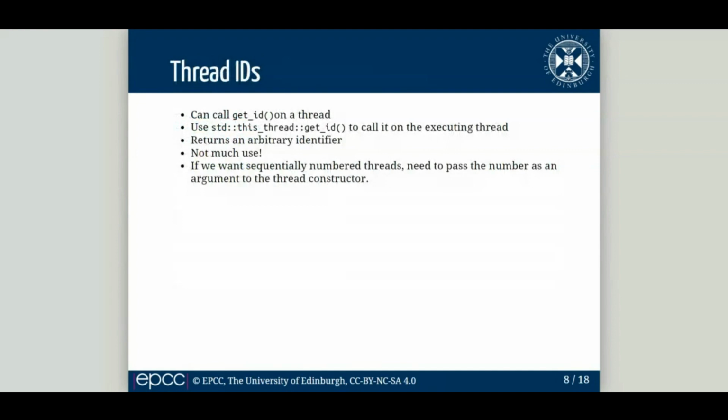This is regarding the thread IDs. When you execute a thread, you can call get_id to get the thread ID. This is arbitrary, as mentioned here. If you want a sequentially numbered thread, when you create the thread object, you can tell it to use this number, this ID, rather than this other one.